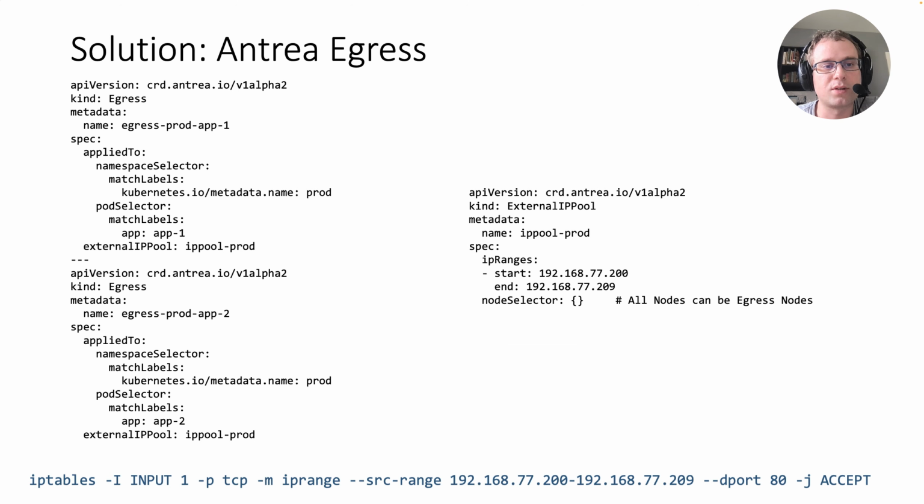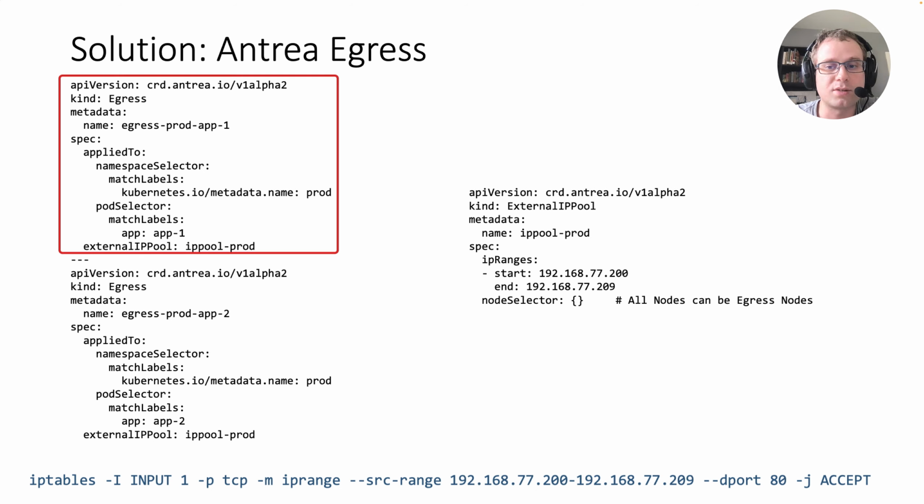Antrea Egress offers a solution to meet these requirements. Before diving into a demo, let's look at the Kubernetes resources that we will create. We are going to create 2 egresses, one for the production App1 and one for the production App2. We are also going to create one external IP pool resource. Those resources, egress and external IP pool, are Kubernetes custom resources. They are defined at the cluster scope and not at the namespace scope.